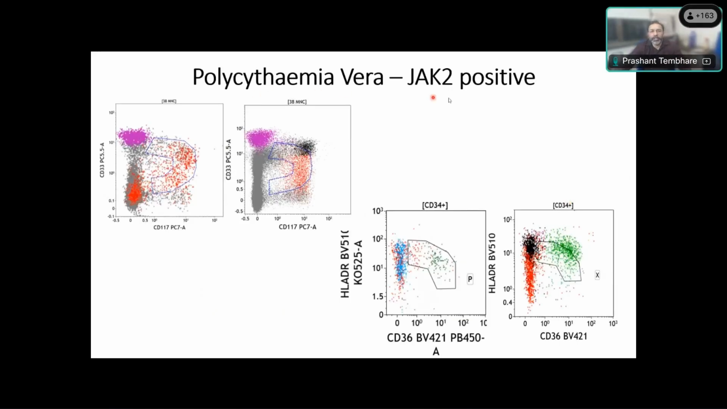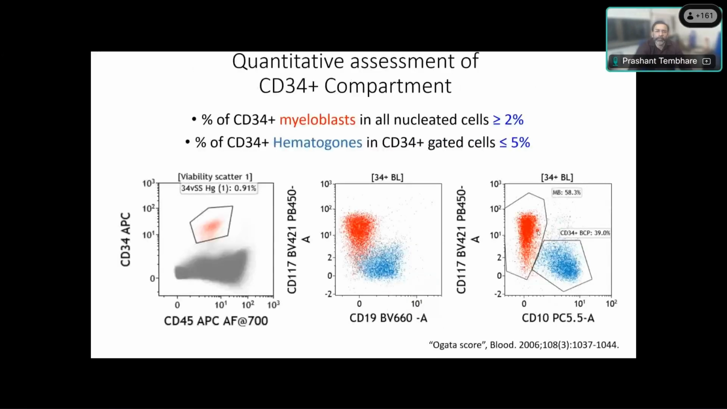Another case is polycythemia vera. Usually polycythemia vera does not show abnormal blasts, but sometimes you can get them. Here in this case we could find this is a normal maturation pattern of CD117 and CD33, but you can clearly see there are overexpressing cells, the black population, which shows overexpression of CD117 as well as CD33. There is also overexpression of HLA-DR in this population. So you can identify even myeloproliferative neoplasm or chronic myeloproliferative disease or MDS. We can see this type of abnormality.